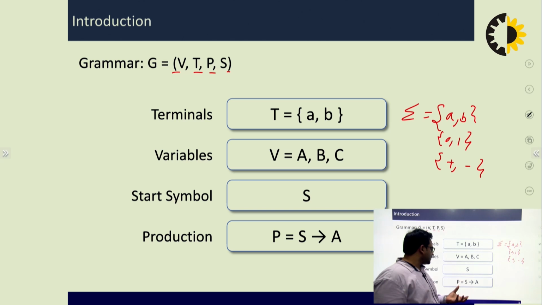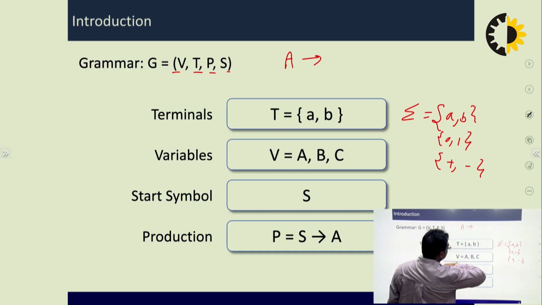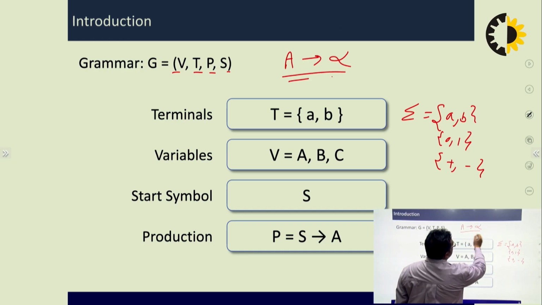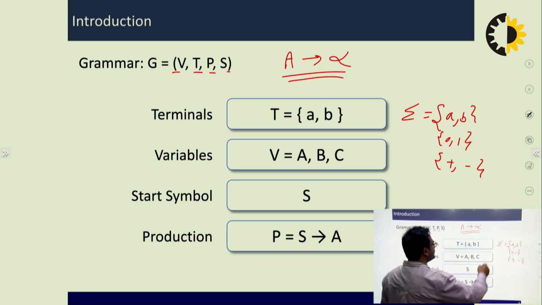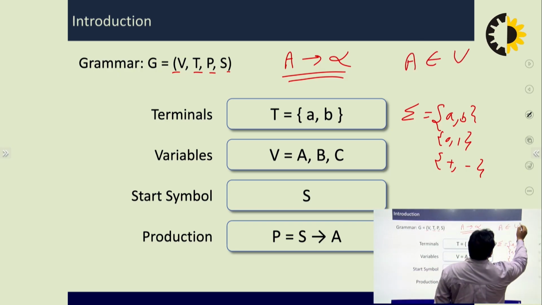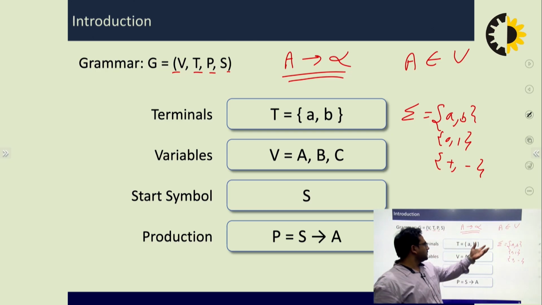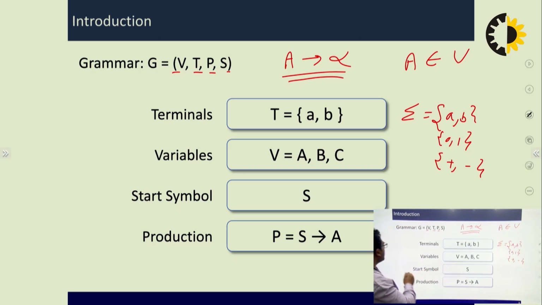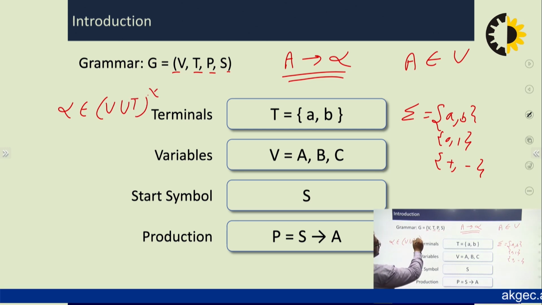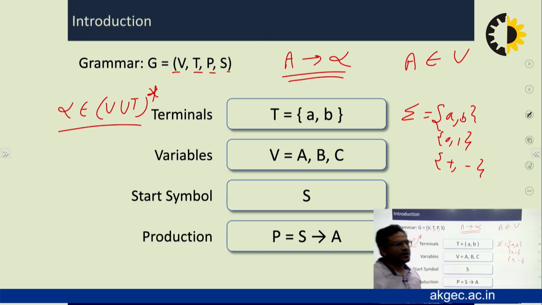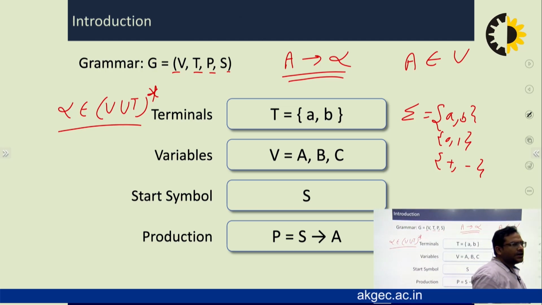Basically we have some productions. P is the set of productions, given by a non-terminal producing a combination of terminals and non-terminals. Every production is in the form A tends to alpha. A belongs to V, so any symbol from the set of non-terminals is taken as the left-hand side. And alpha belongs to (V union T) star, so any combination of terminal and non-terminal symbols together creates alpha.